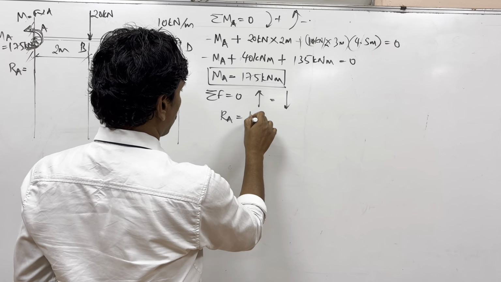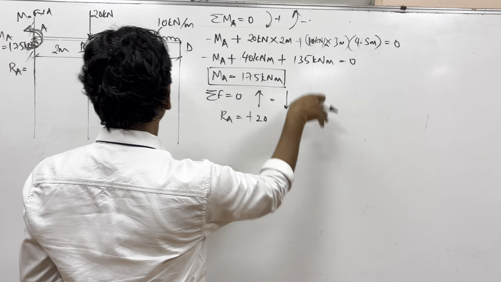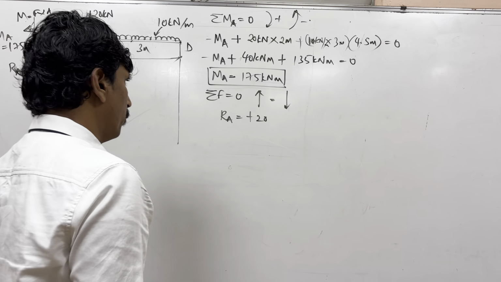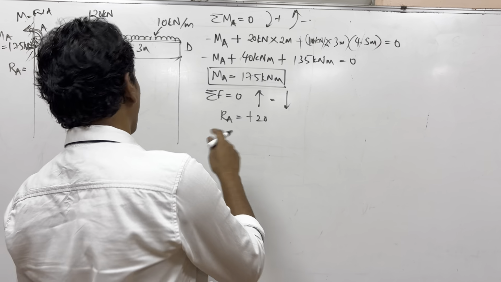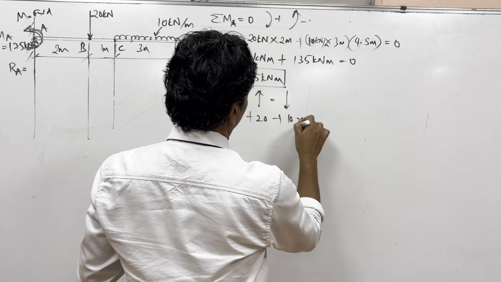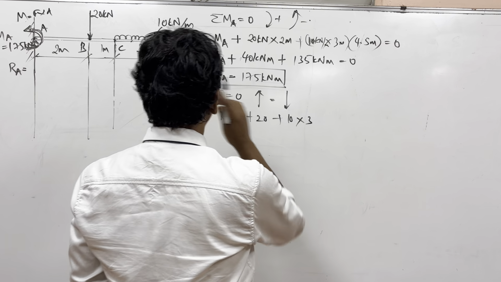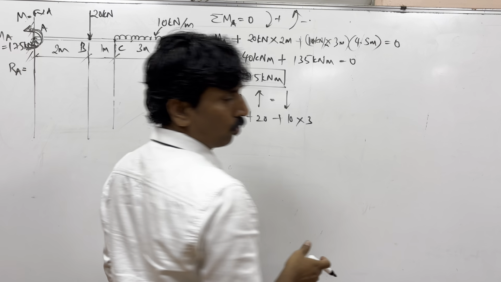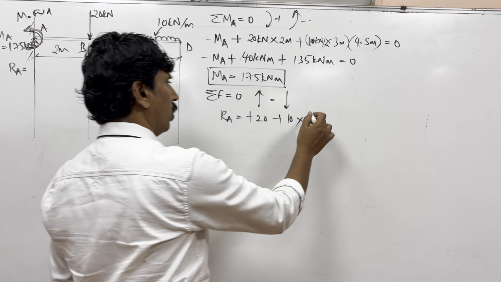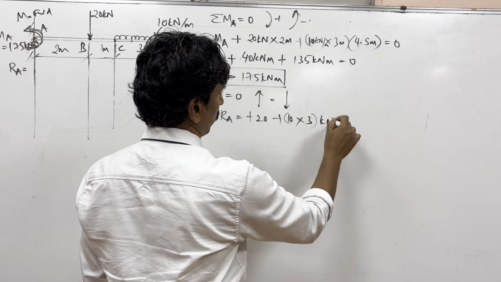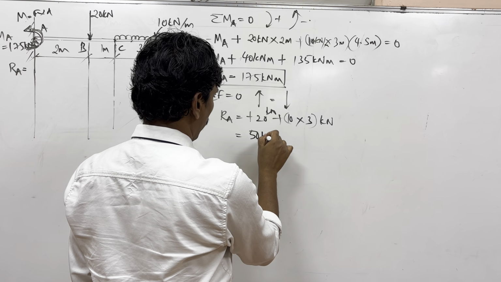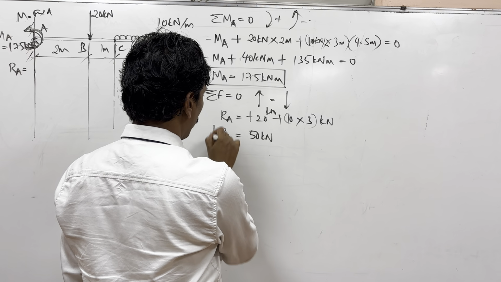So RA is equal to plus 20, which is on the other side. The forces going upwards are equal to the forces going downwards. 20 plus 10 into 3. You don't have to multiply distance and all, because it's just forces. What's the answer? 50. So this is 50 kilonewton. So RA is equal to 50 kilonewton.